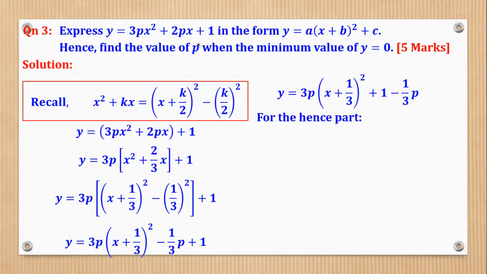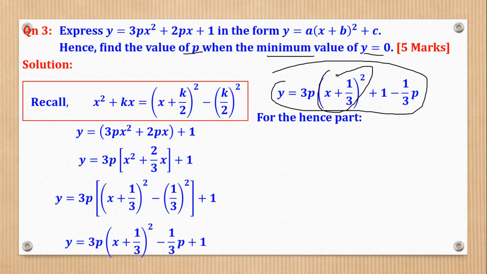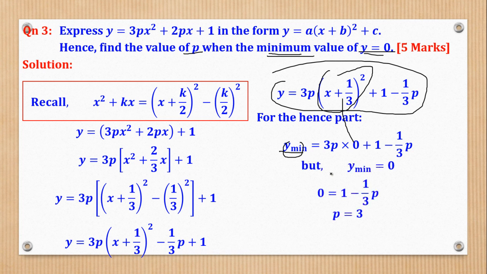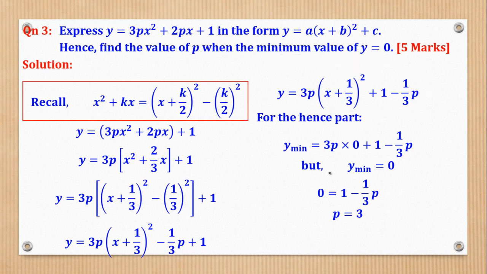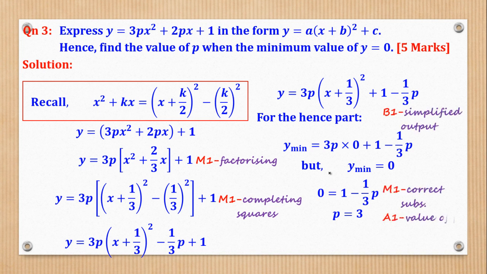But they told us something about the hence part. They said find the value of p when the minimum value of y is equal to 0. So minimum value of this occurs when the squared term is equal to 0. So here I'll replace the square term with 0 to get the minimum. But I remember I was told the minimum value of y is 0, so I'll substitute 0 here and then make p the subject. And that's what they wanted. So that's how marks would be awarded.